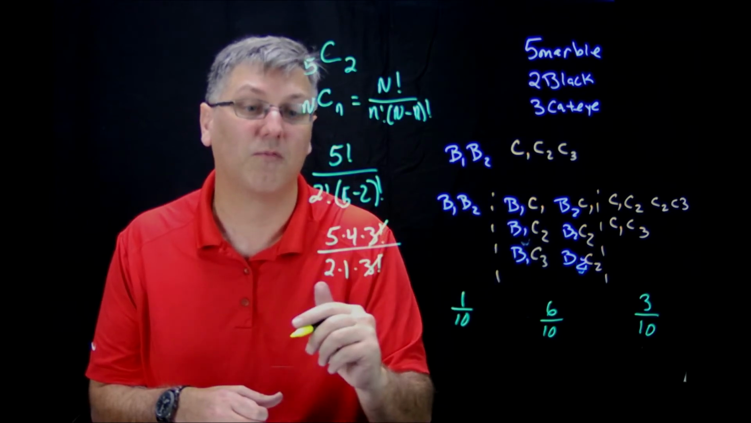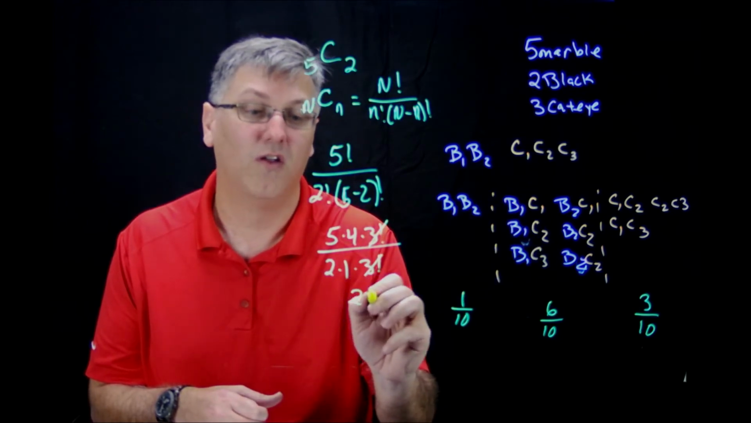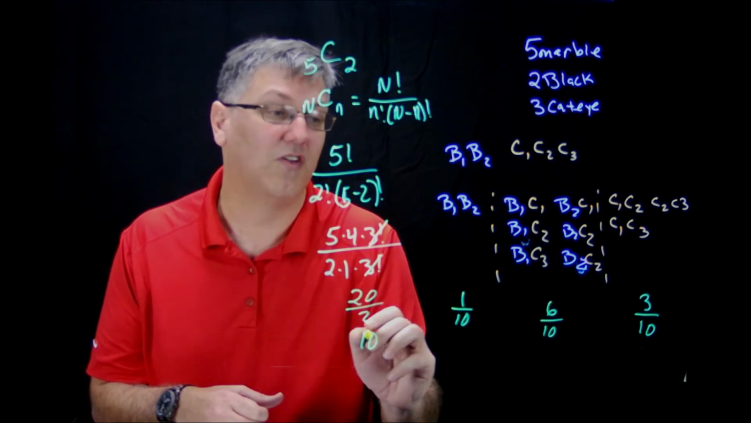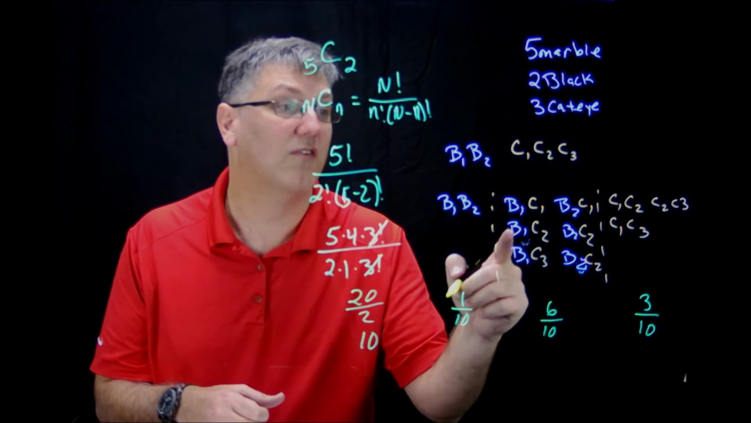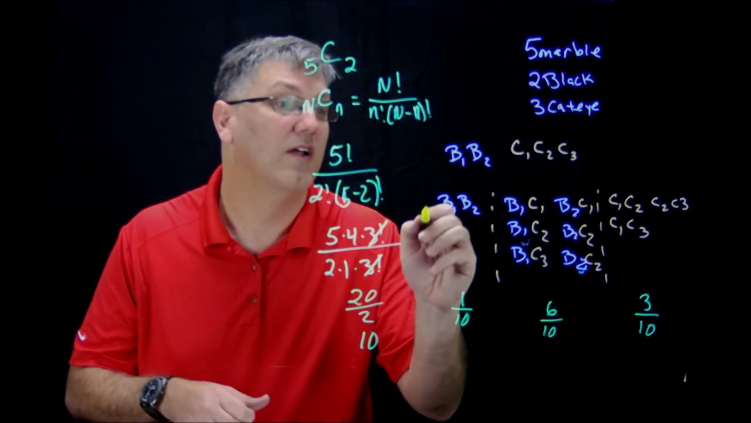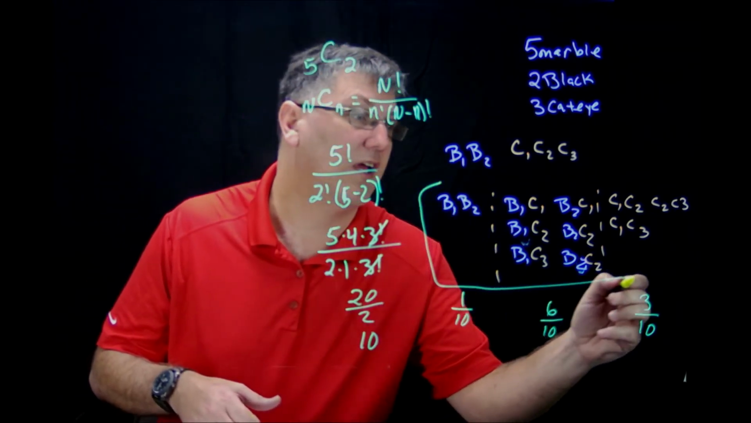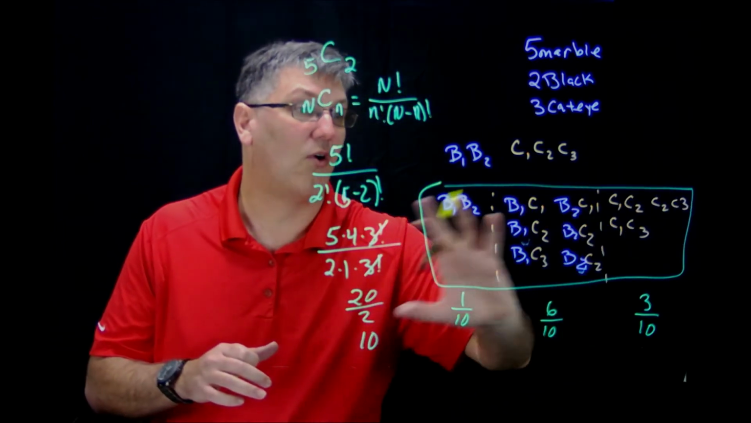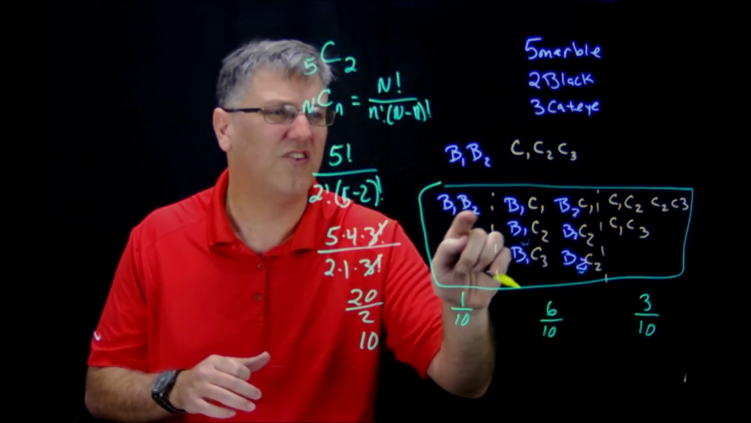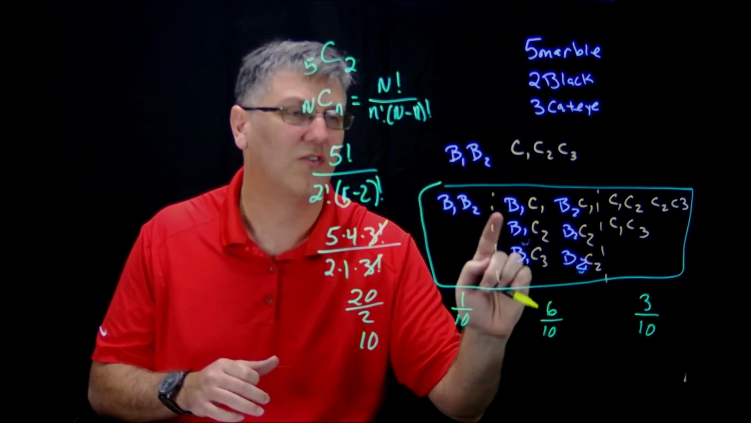This just simply gives me 5 times 4, which is 20, divided by 2, which gives me 10, which is how many actual outcomes I had. Each one of these individuals is called a sample point. This entire thing right here is your sample space. So this is the space of all of my samples, and each individual one is a sample point.